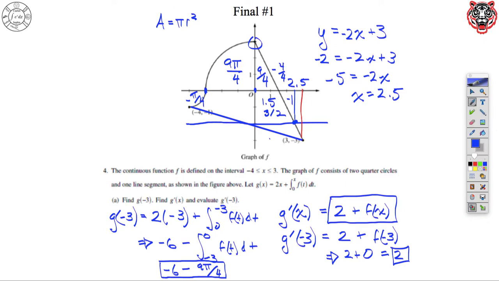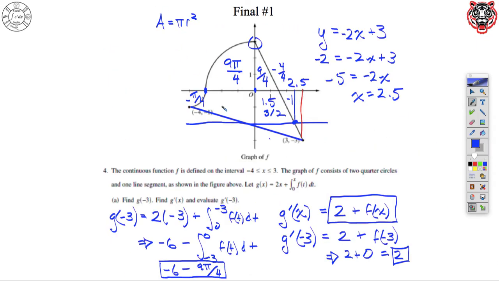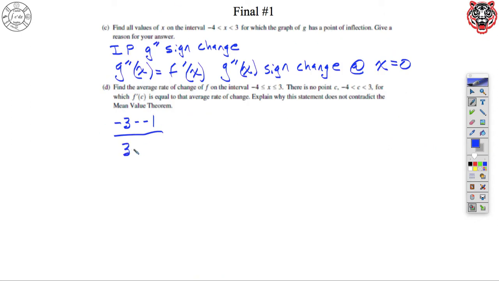So coming back over here, -3 minus -1, all of this divided by the x coordinates, which are 3 minus -4. So that's equal to -3 plus 1, which is -2, over, negative minus negative is positive, so it's 7. -2/7 is the average rate. Perfect. It says that there's no point c for which f prime of c is equal to this -2/7.